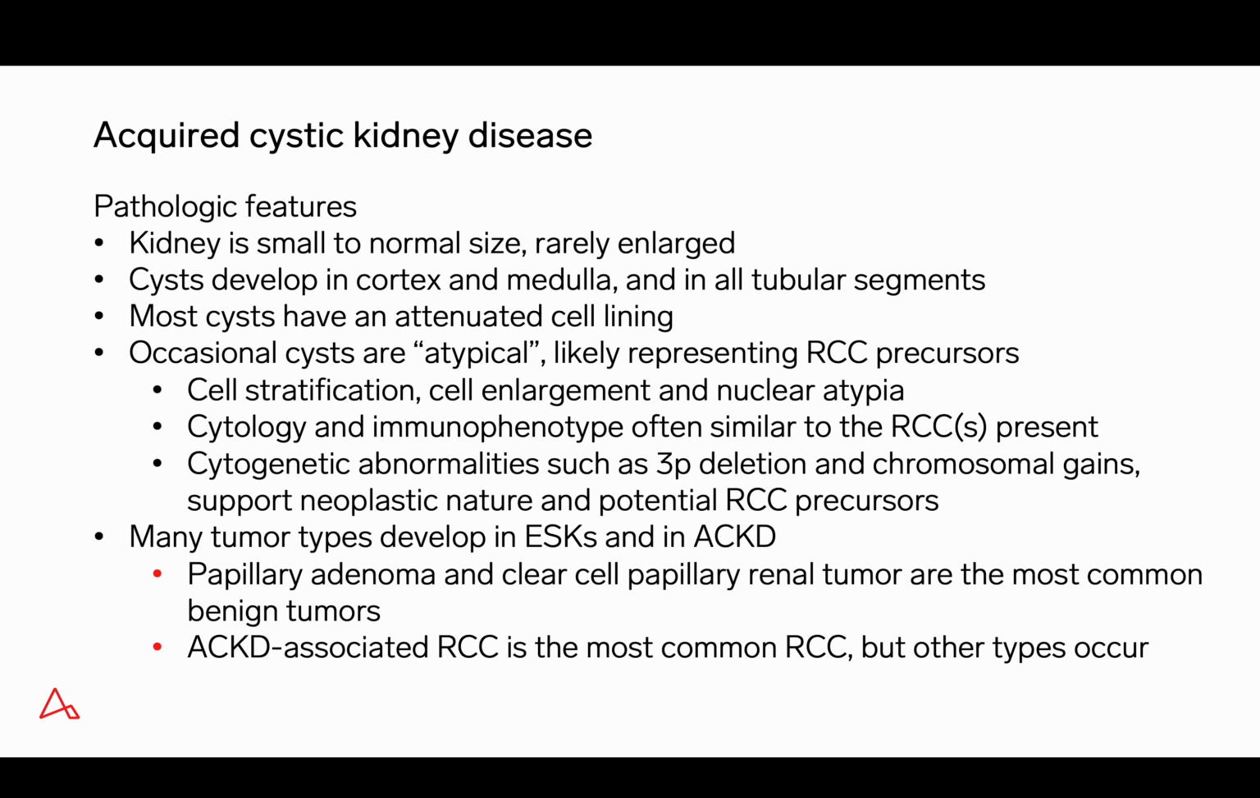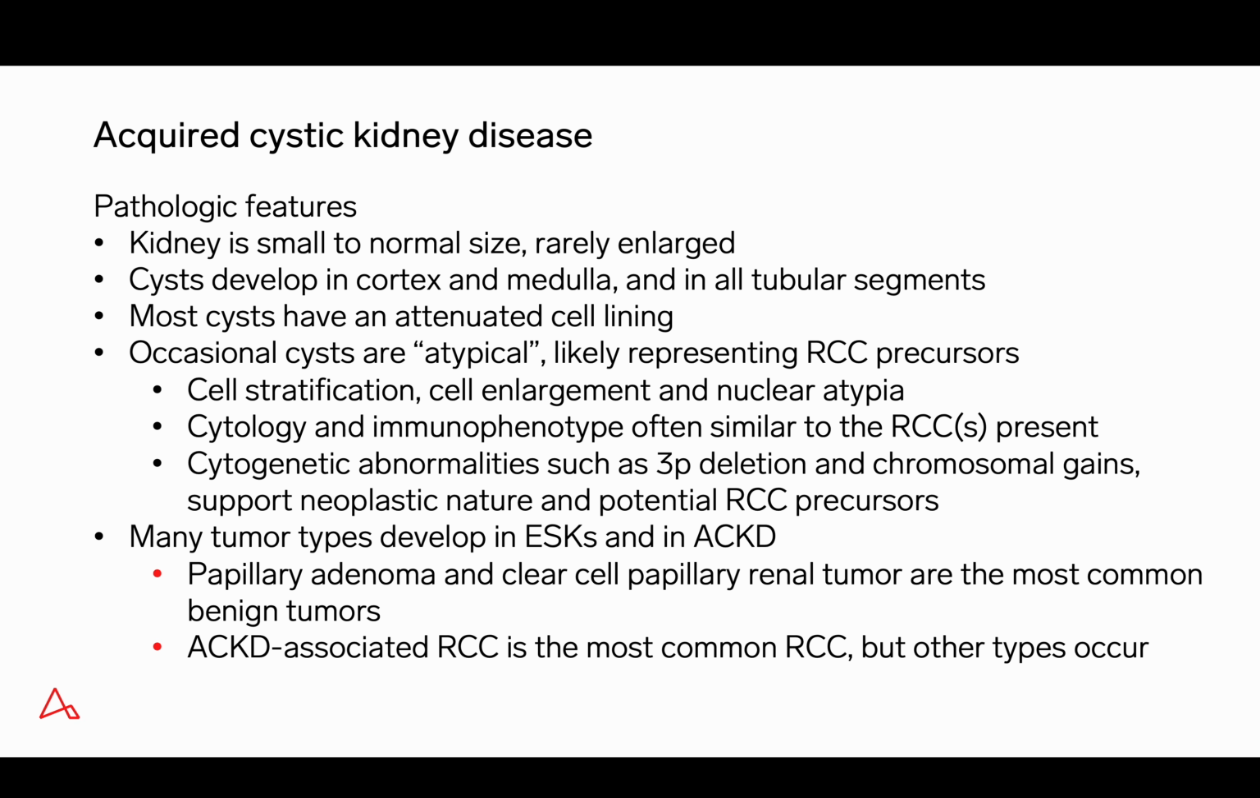However, occasional cysts have what are called atypical cell lining, and these likely represent a precursor of renal cell carcinoma. They are characterized by cell stratification, cell enlargement, and nuclear atypia, and their cytology and immunophenotype is similar to renal cell carcinomas that may also occur in that same specimen. Furthermore, they have cytogenetic abnormalities such as 3p deletion and chromosomal gains, which support the neoplastic nature and their potential as renal cell carcinoma precursors.